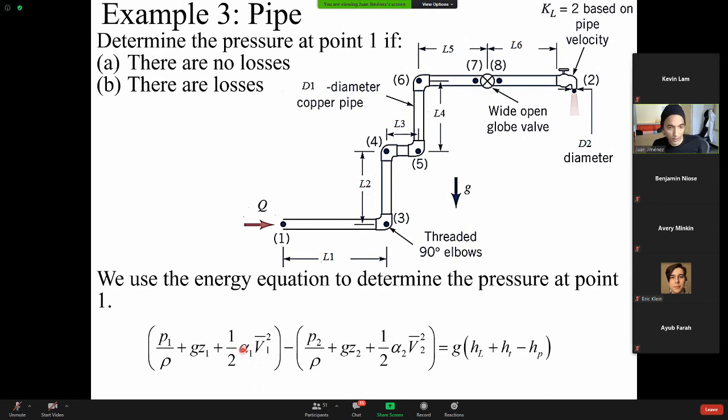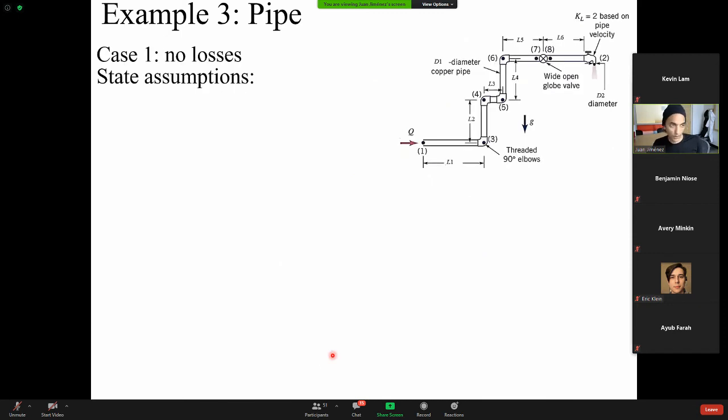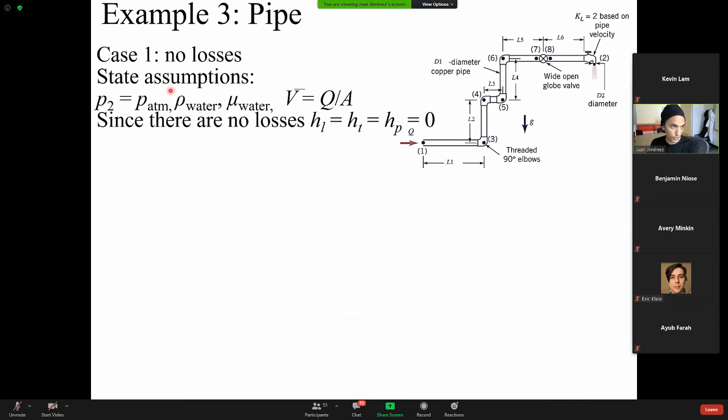So let's go ahead and start dealing with the problem. Let's first assume that there are no losses to solve this problem. So let's first state the assumptions. Just as you stated, pressure at point 2 is going to be atmospheric. Then we have the water density, then the dynamic viscosity for the water, and we know that our velocity is just going to be the flow rate divided by the area. Since there are no losses, all these terms are going to be equal to 0. No turbine, no pumps, no losses. So all those are equal to 0.